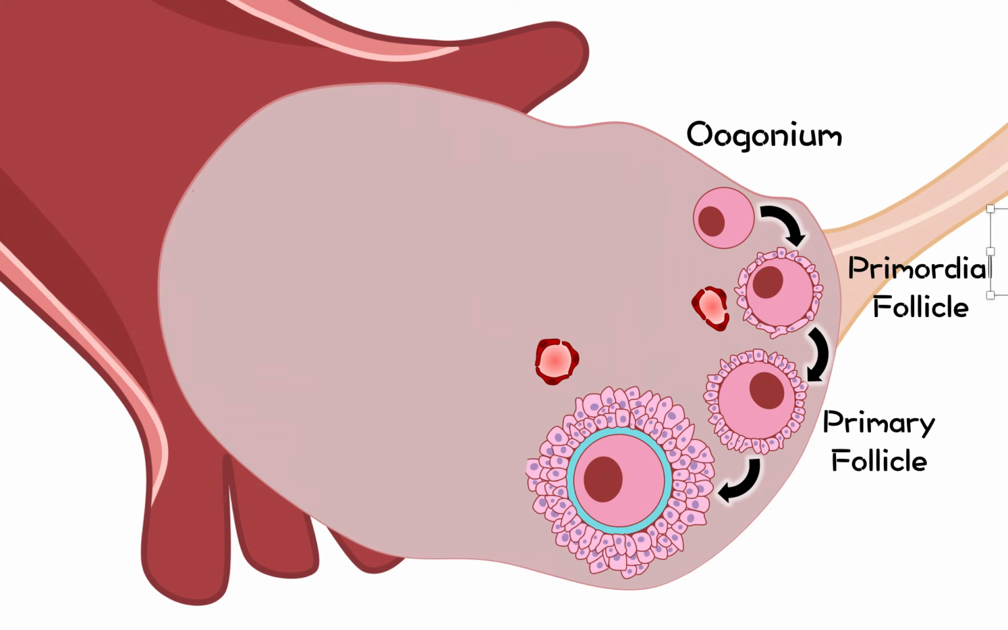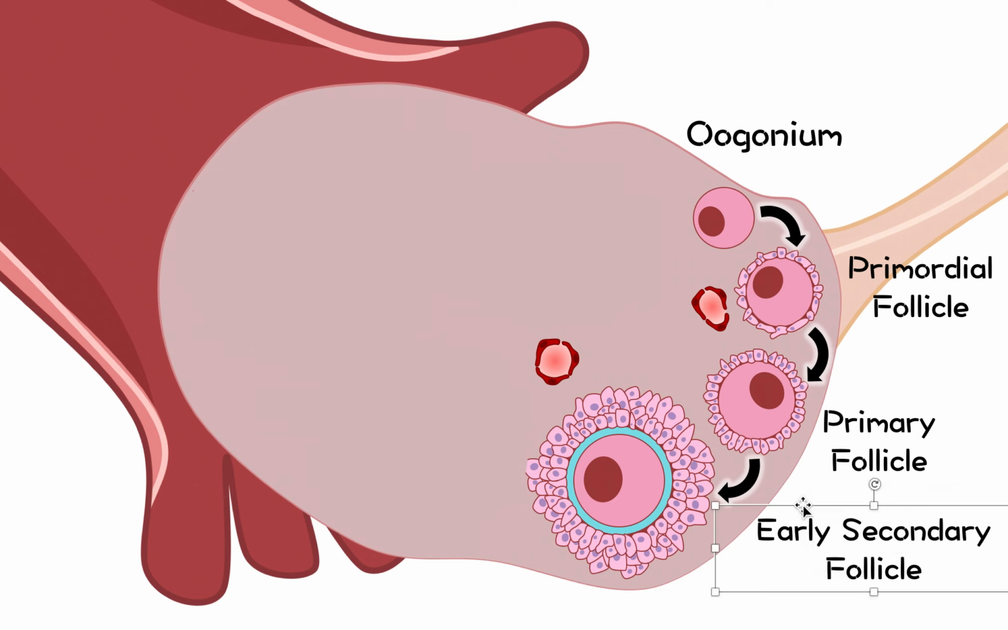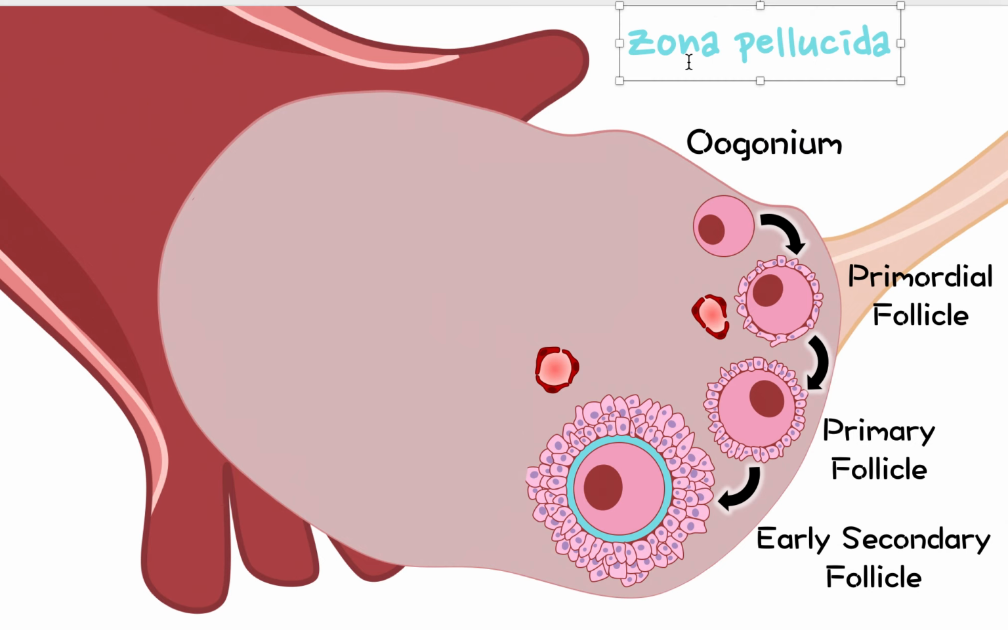So now what's next? Now this primary follicle is going to develop into something else. Specifically, it's called an early secondary follicle. What's different here? Two things. It's got way more of these surrounding cells, way more, right? So it's growing, it's getting bigger and bigger. And we've also got this light blue layer. What do we call this layer? This is called the zona pellucida. Zona pellucida.